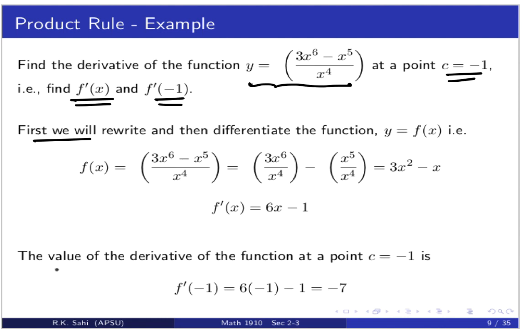And the question says, find the value of the derivative of this function at the point c equals minus 1. So what's the final answer? f prime at minus 1 is 6 times minus 1, minus 1, which is minus 7.